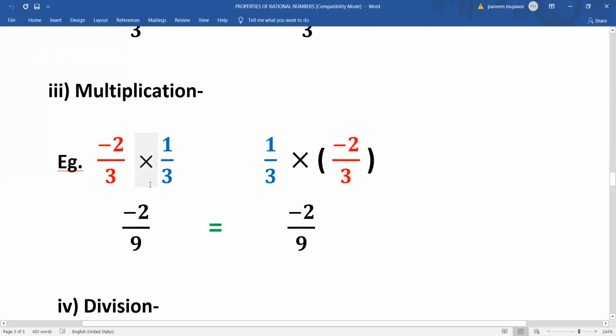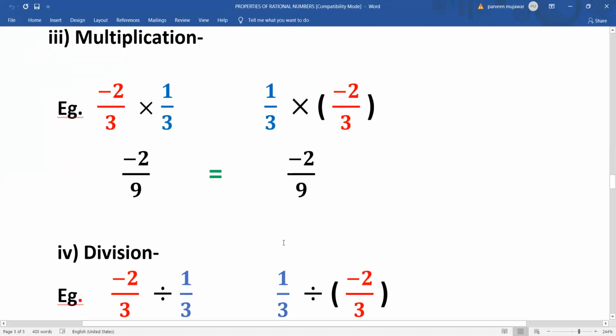So what answer do we get on the left hand side? You have to multiply numerator with numerator and denominator with denominator. Answer is minus 2 upon 9. And what do we get on the right hand side? It is minus 2 upon 9. Are they same? Yes, they are same. So it is commutative for multiplication.